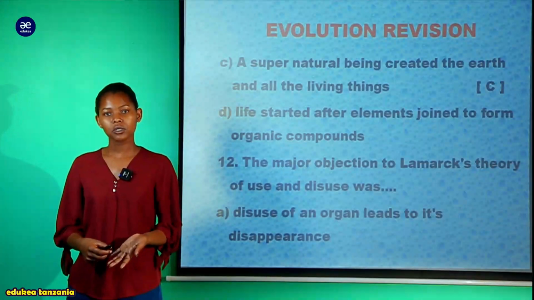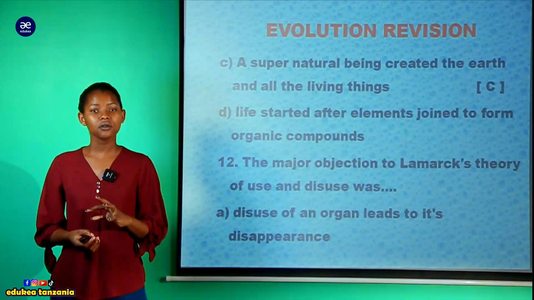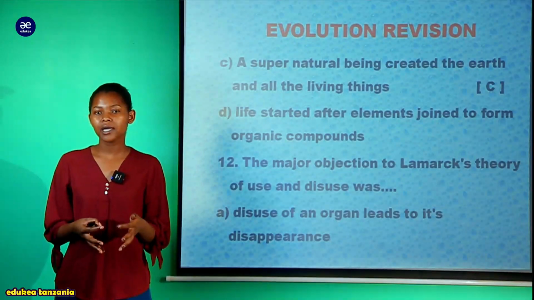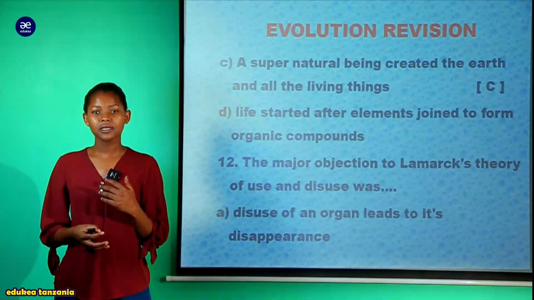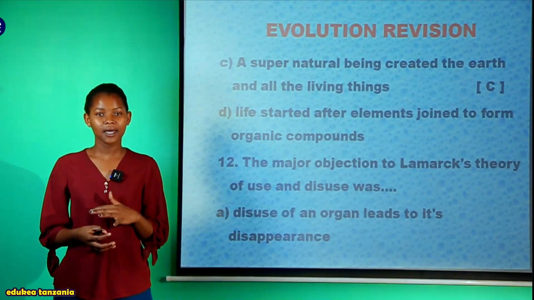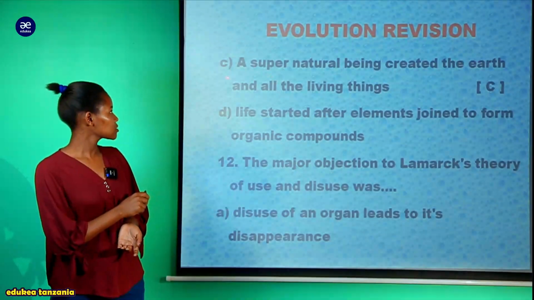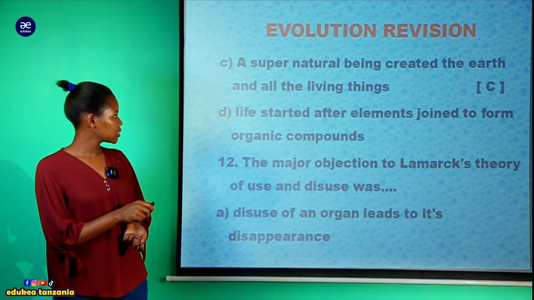Here we are talking about the theory of special creation, and if we remember, the theory of special creation was all about the creation of life and everything within it created by the supernatural being, a god. And the correct answer here is C, a supernatural being created the earth and all the living things.